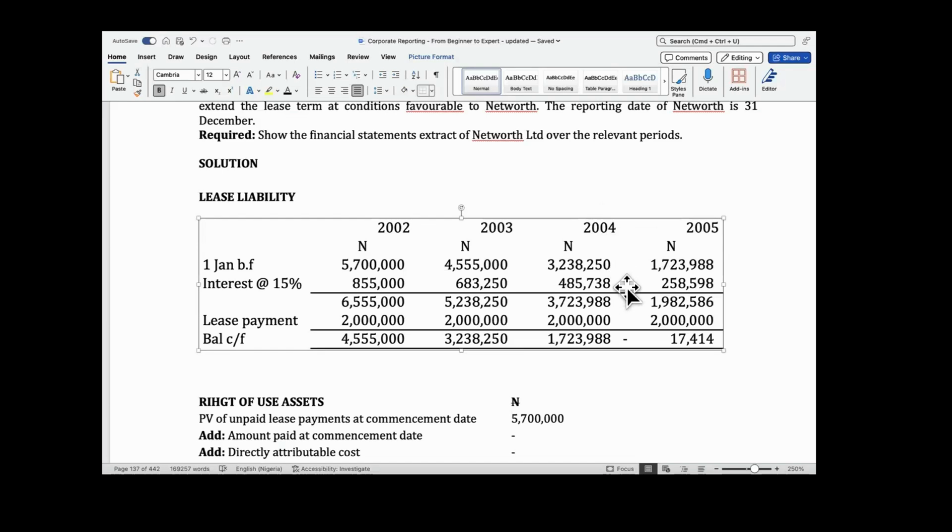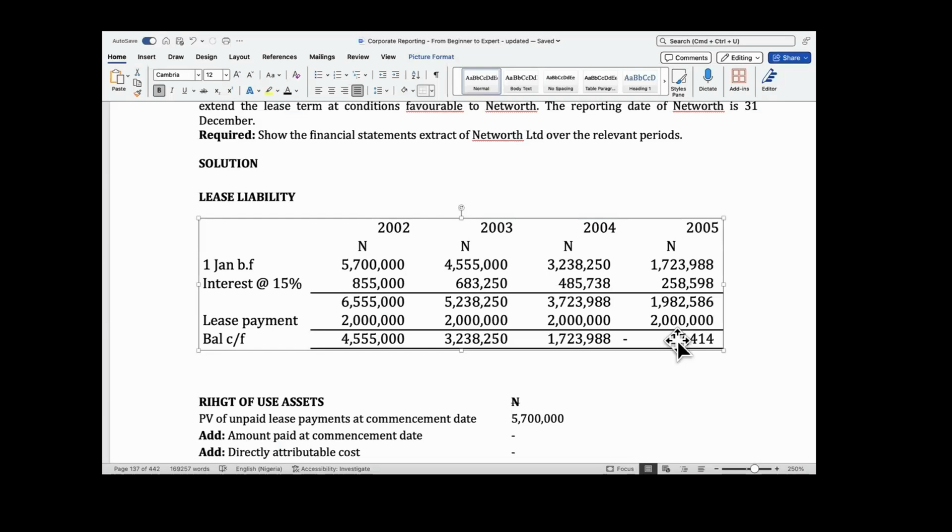Again, you do the same thing. You add the interest of 15% of 1.7. It gives you 258,598. You add it together, you get 1.9. You pay your rent. Then ordinarily, at the end of the fourth annual installment payment, this should become zero, but I think it's an approximation error since they give you the PV themselves and all of that.